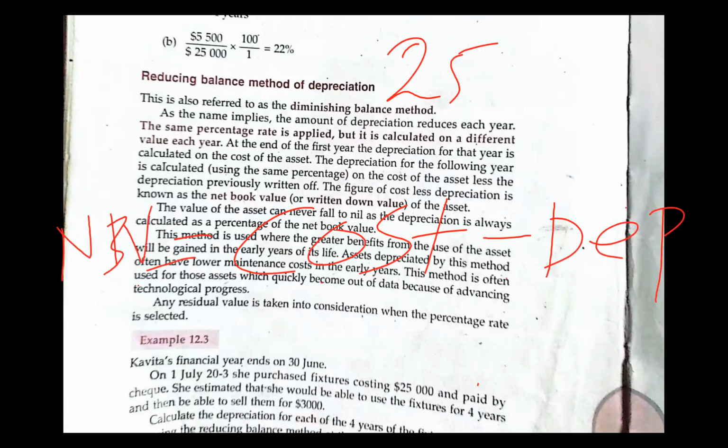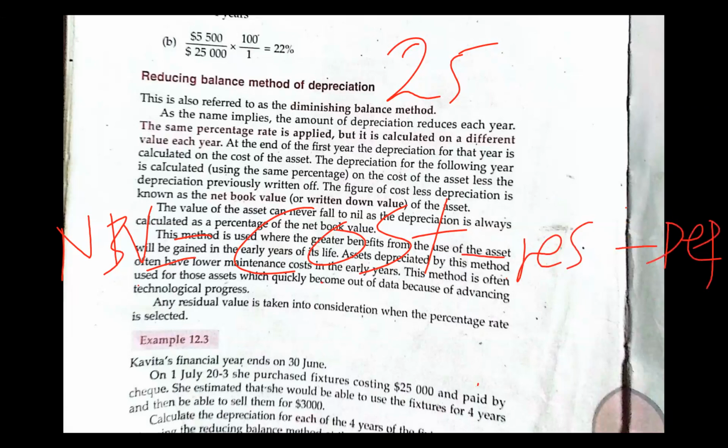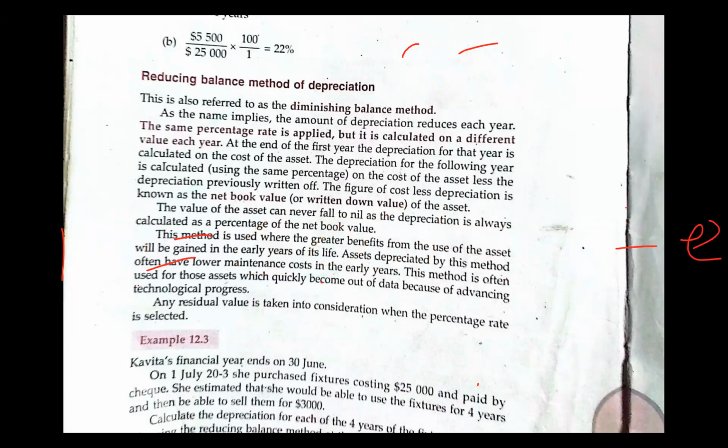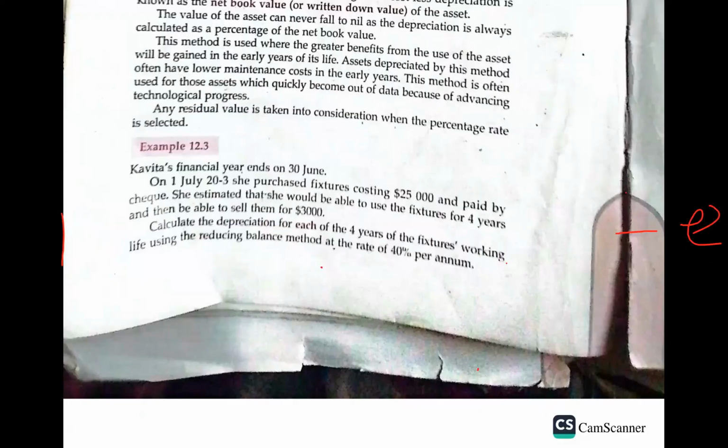In times when you have the resale value, you can also deduct the resale value. You can say cost minus the resale value or the scrap value, minus again the depreciation for that year. What remains is called the net book value. An example will do better. Let's have an example.